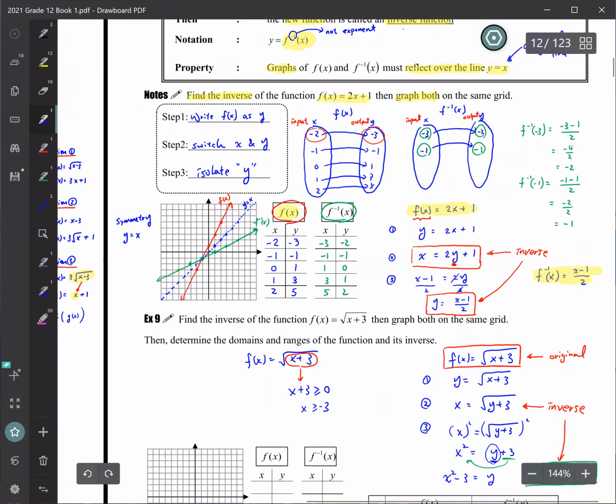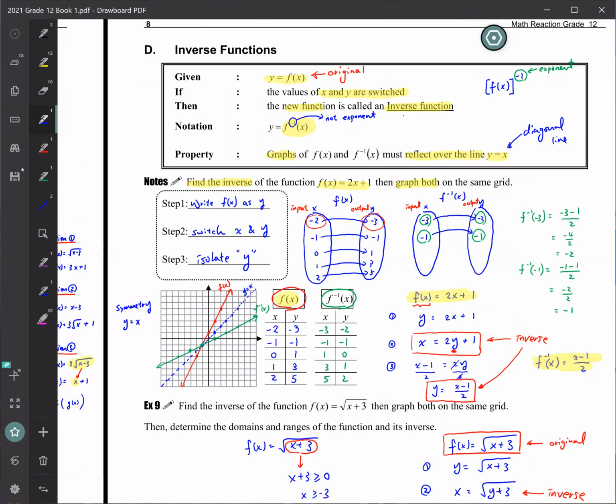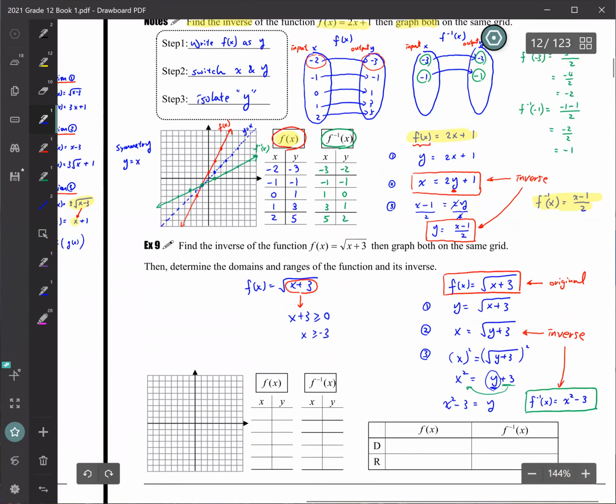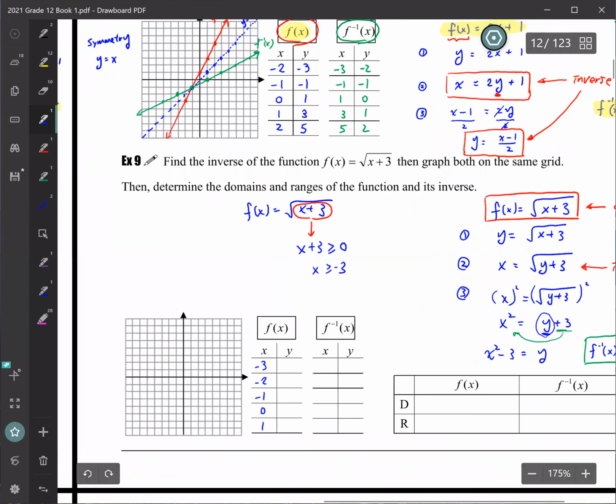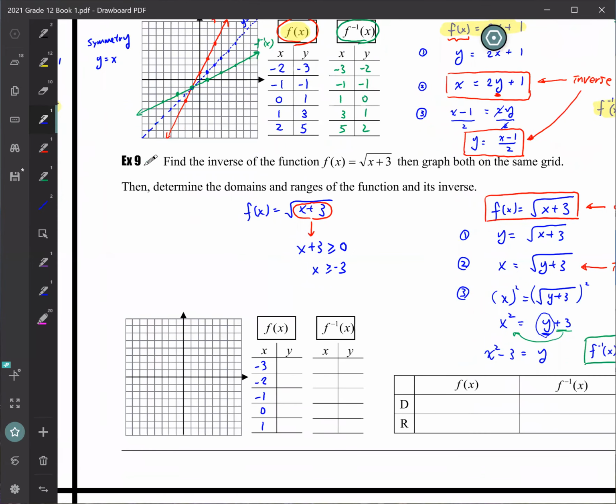Unlike straight lines, like the last question, where you can use any input you like, for radicals you have to be careful. I cannot use -10. So I'll start with -3 and get bigger: -2, -1, 0, 1. I'll let you figure out the output. If it's a decimal number, if it's not a perfect square, just leave it in square root. You can raise your hand when you finish the red graph, the original graph. Finish the table and draw the graph.